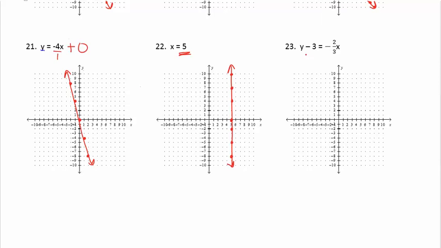On 23, we're going to add 3 to the other side. So we're going to start up at positive 3. Our slope is negative 2/3. So we're going up 2 over 3 in the negative direction again. I promise on your test I won't give you all negative slopes, as I think all of these were negative slope except 22. So then that's what the line looks like on 23.